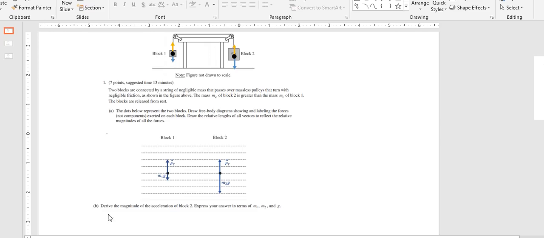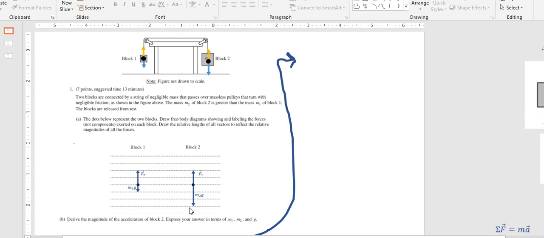Okay, so now they want you to derive a magnitude of acceleration for block 2. Express your answers in terms of M1, M2, and G. Now, you cannot have any letters aside from those, little g, of course, being gravitational field, but you don't have to use all those letters. We may or may not. So like I mentioned before, this is definitely a Newton's second law problem.